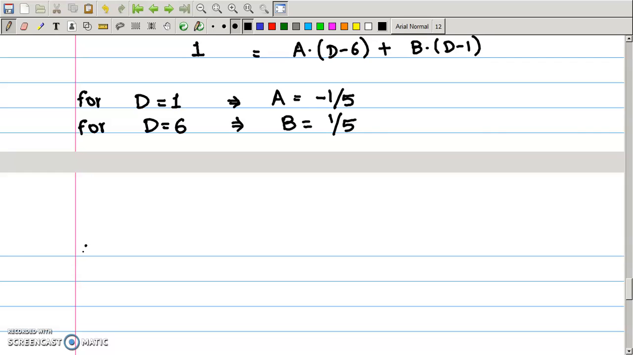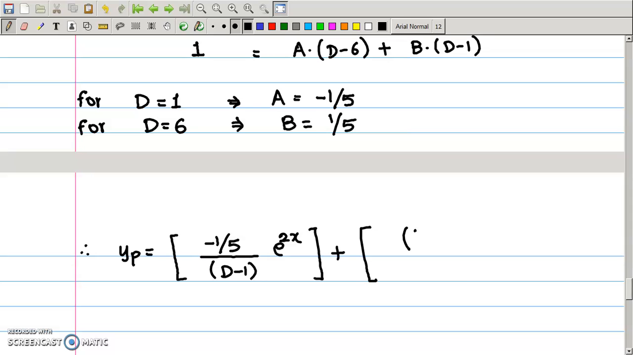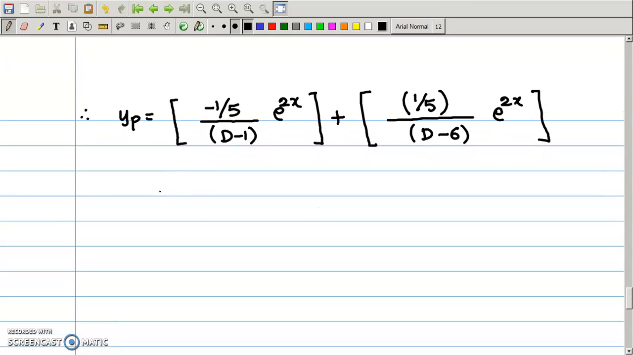Therefore, your particular integral can be written as: the value for a is equal to minus 1 by 5, and your factor is d minus 1 on f of x, that is e raised to 2x, plus the value for b is equal to plus 1 by 5, the denominator term is d minus 6, and f of x is e raised to 2x. This will be your formula for the particular integral.